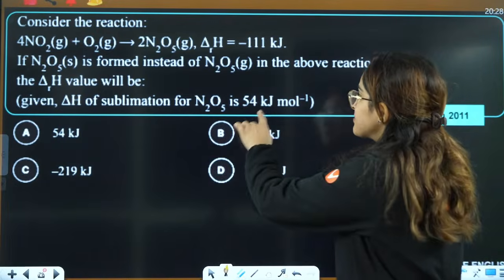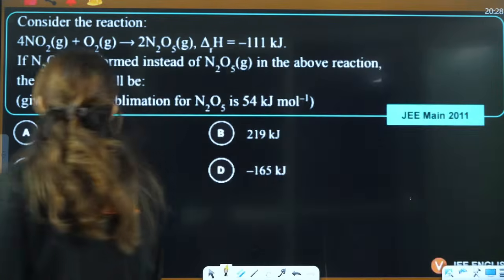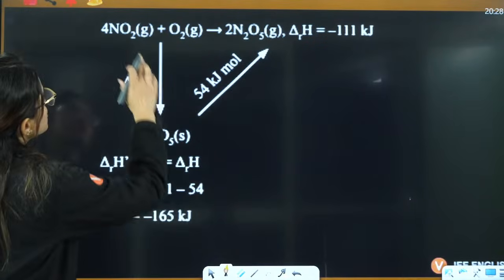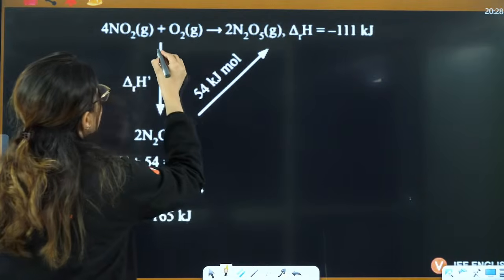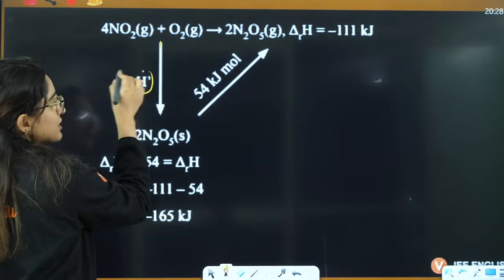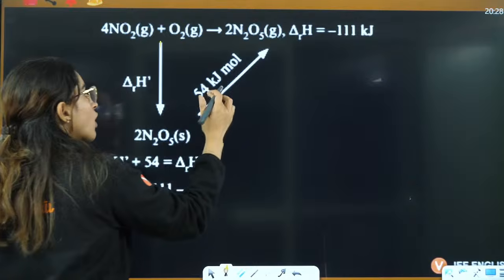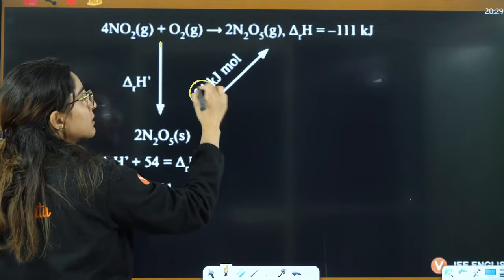That means this much value will not be released here, right? So 54 is the value that won't be released here. So you convert N2O5 to gaseous, then this is the reaction. If you convert it into solid, then some amount of heat is required that we don't know. But solid to gas, the sublimation is 54.